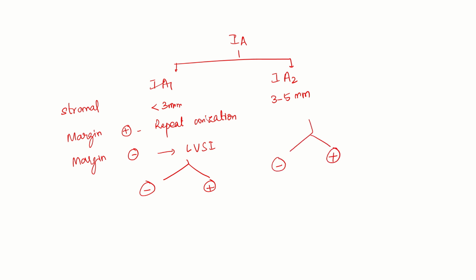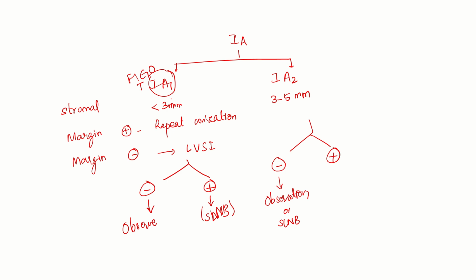If LVSI is absent and it is stage 1A1, either FIGO or T stage 1A1, both are the same, then the patient should just be observed. If LVSI is positive, then these patients should be considered for SLNB. Similarly, in 1A2, if the LVSI is absent, then you can consider these patients for observation or SLNB. If LVSI is present, then these patients should undergo SLNB, although pelvic lymph node dissection is not necessary.